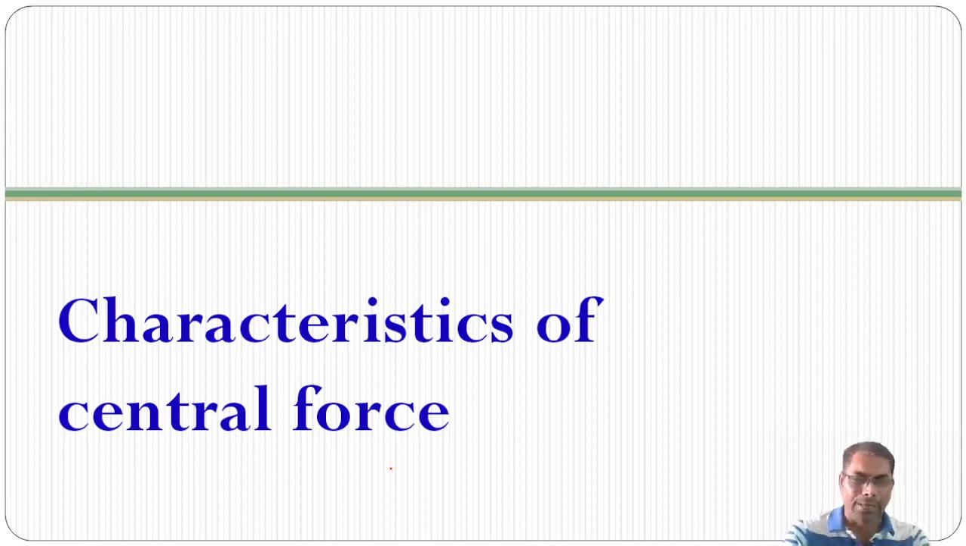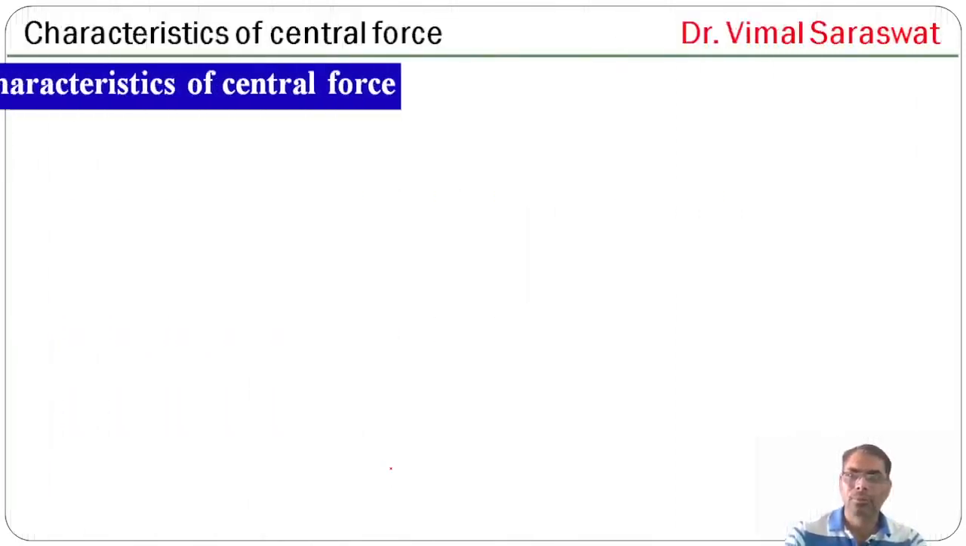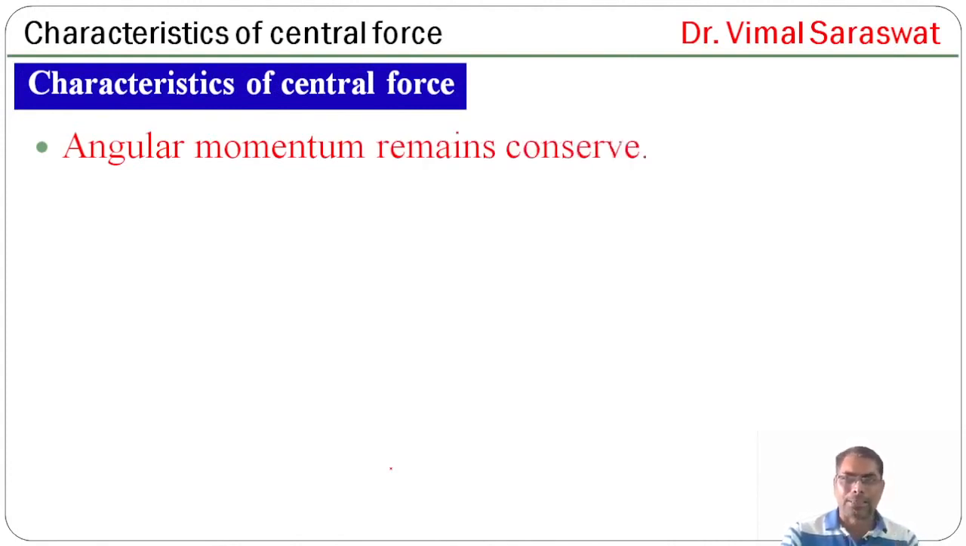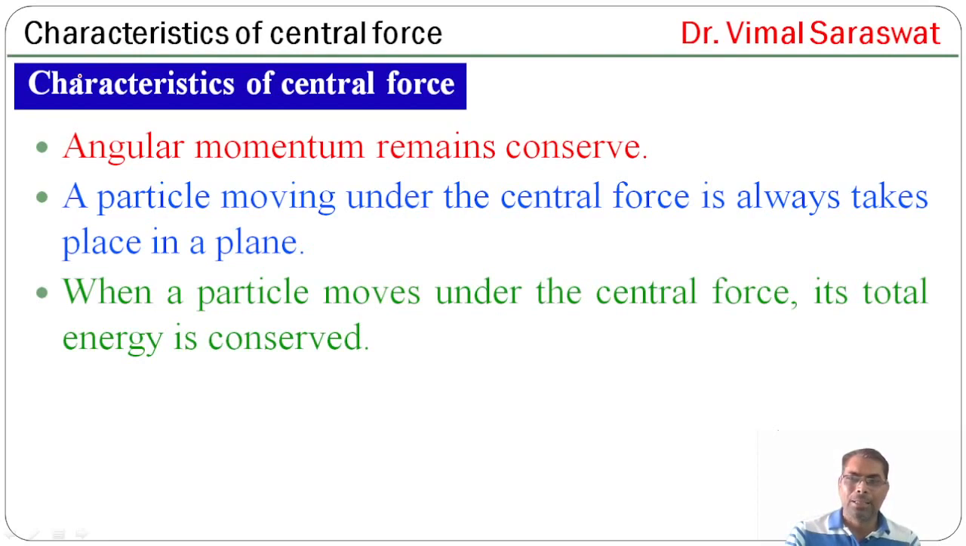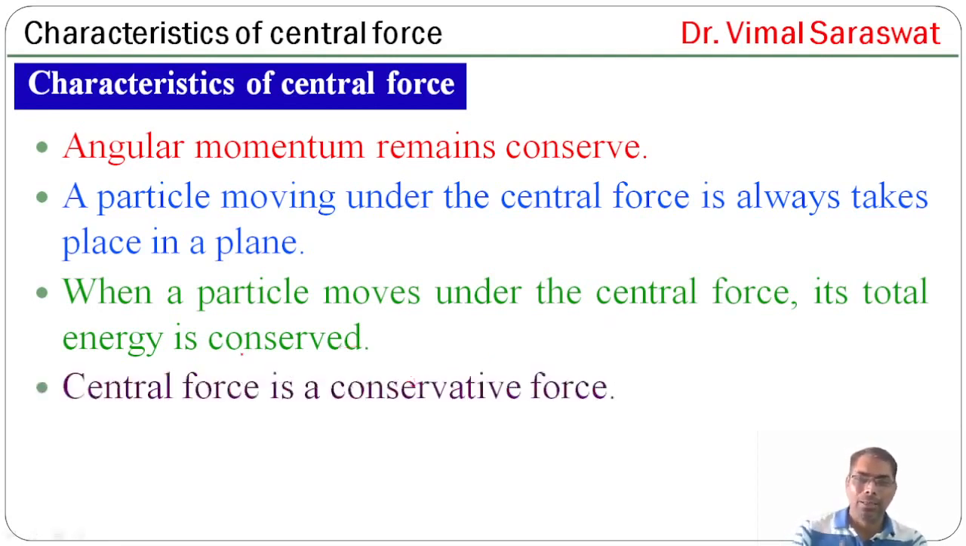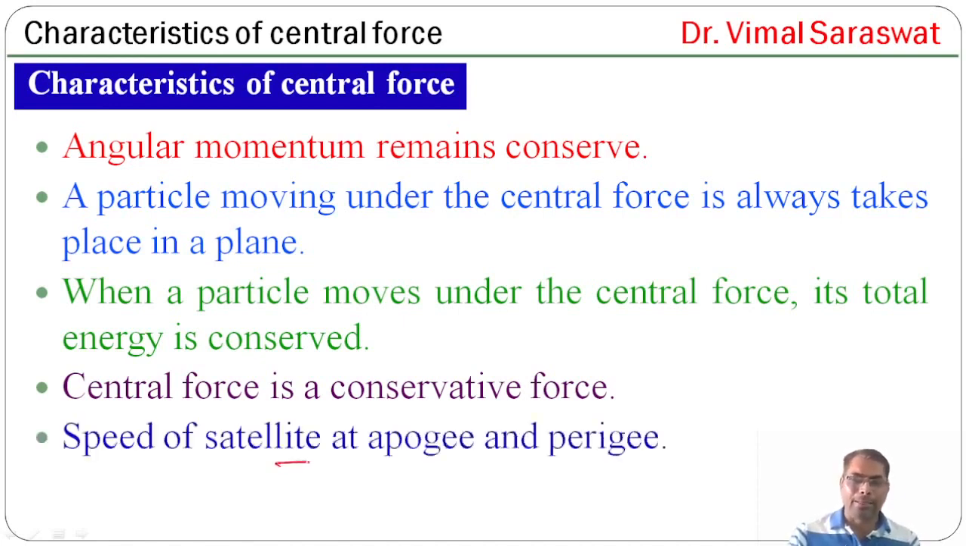Now, characteristics of central force. So, first characteristic is angular momentum remains conserved. Second characteristic is that a particle moving under the central force always moves in a plane. Next characteristic, when a particle moves under the central force, its total energy is conserved. Fourth one, central force is always a conservative force. And last one is speed of satellite at apogee and perigee. So these are the 5 characteristics which we describe here.